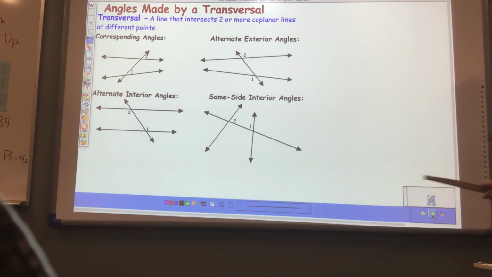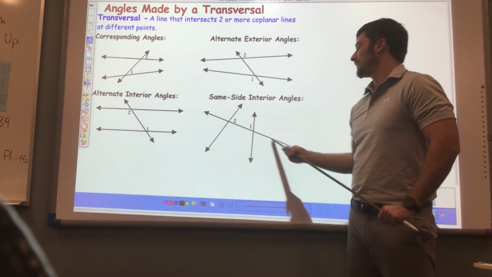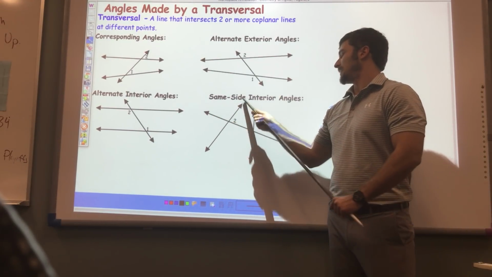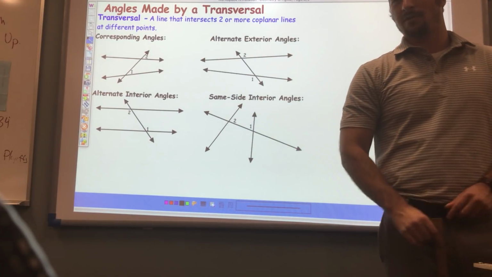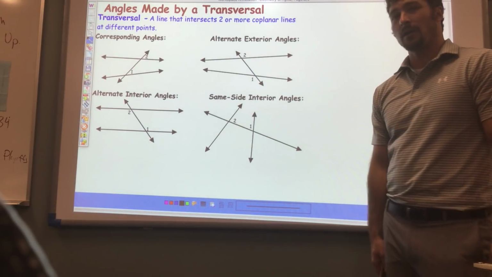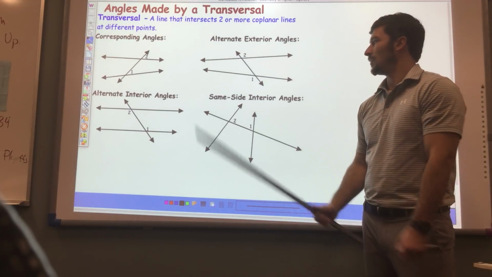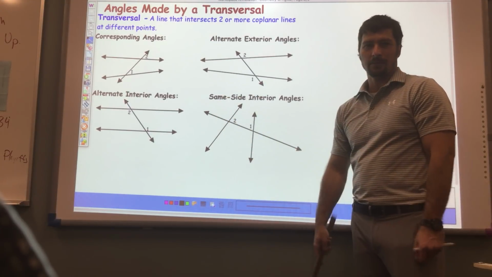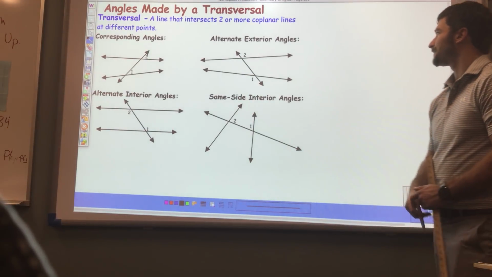And then the last, we have same side interior. From the name, you can guess they'll be on the same side of that transversal, and they are the interior of those lines being transversed. Sometimes they are also called consecutive interior. So consecutive interior, same side interior, those are the same thing. Okay? Generally, we're going to refer to them as same side interior in this class.